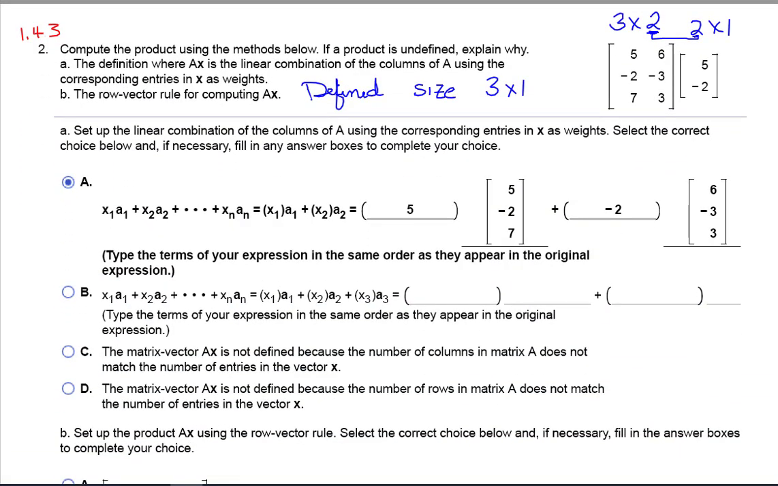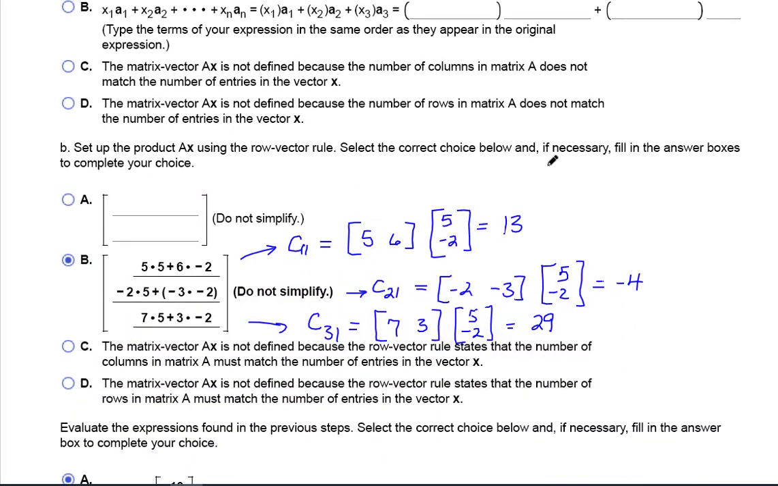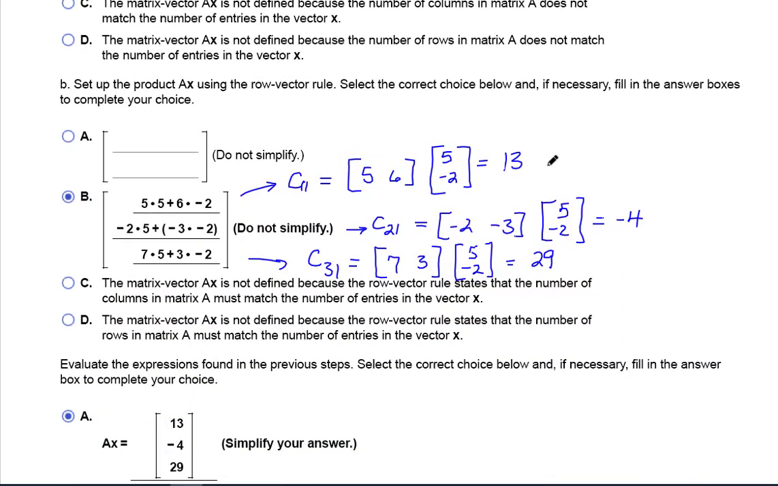Alright, in question 2, I've got 3 rows, 2 columns, and 2 rows, 1 column. The number of columns of A is 2, the number of rows of B is 2, so the multiplication is defined. My answer is going to be 3 by 1, so the answer will have that particular size. Let's come down here and figure out how we would do it.